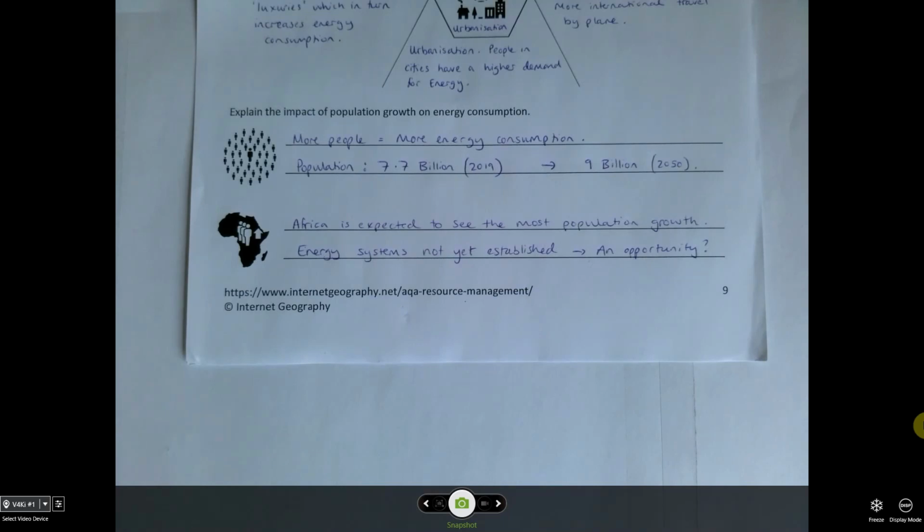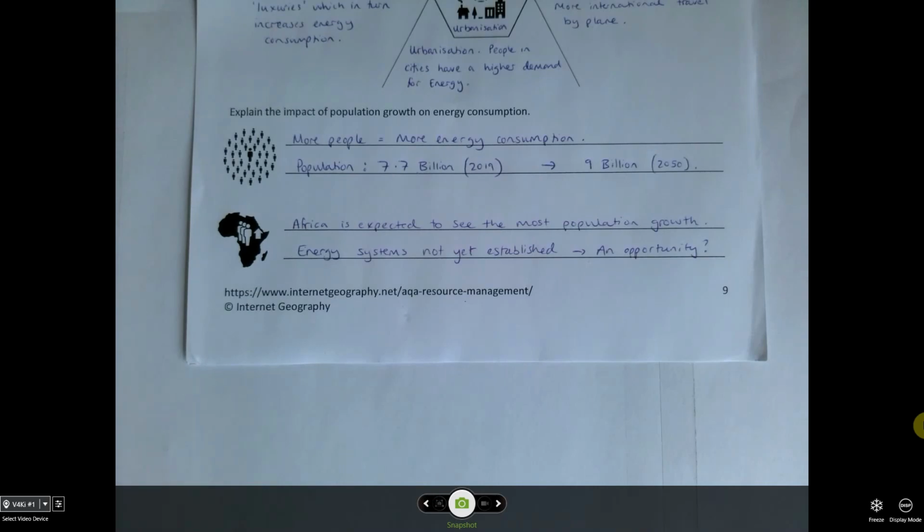So those extra 1.3 billion people all need to eat food. They all need somewhere to live. They all will require some form of consumption. So therefore, the rise in energy consumption is only going to increase.